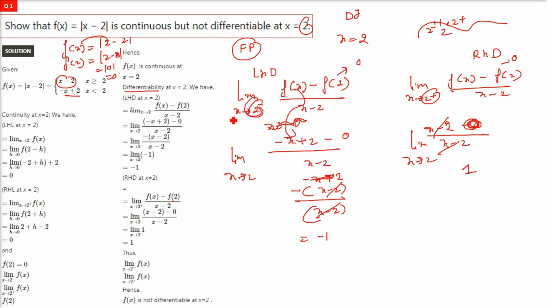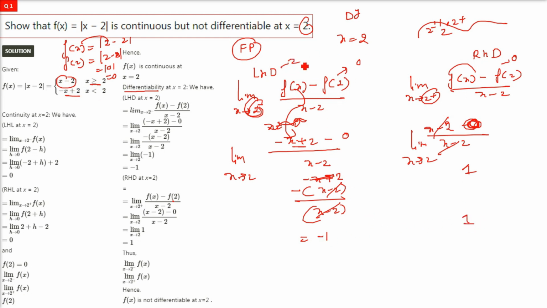Please remember, when we replace this 2 minus by minus x plus 2, the limit also changes. It will be simply limit x tends to 2. When we replace f(x) by x minus 2, the limit is not 2 plus then. It will be simply limit x tends to 2. So you get a negative 1 and 1.